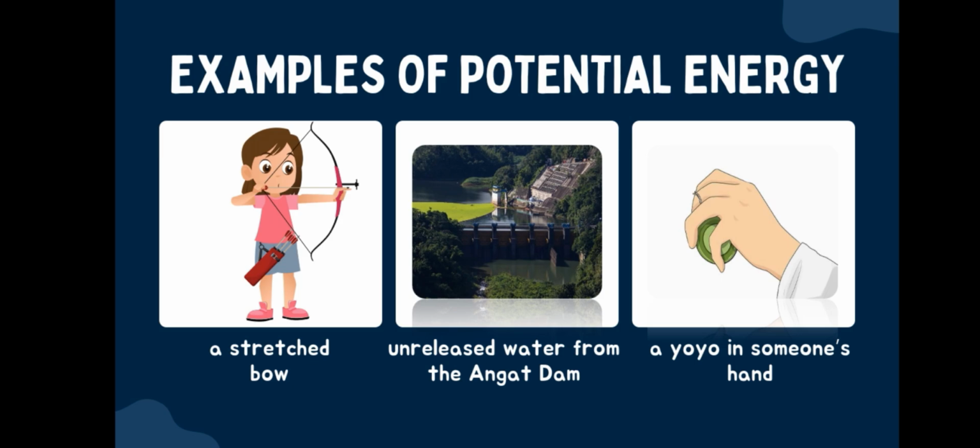So we may conclude here that the potential or stored energy of an object depends on its position or condition, such as an object held above the ground or a compressed spring. These illustrations represent a few of the numerous examples of potential energy encountered in daily life.